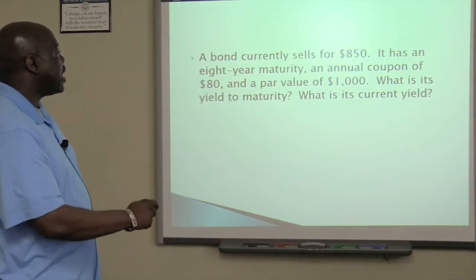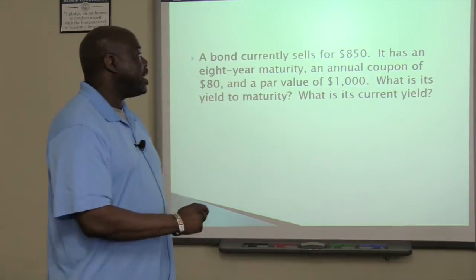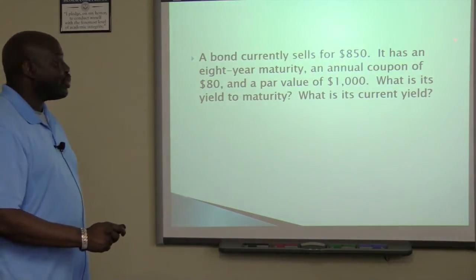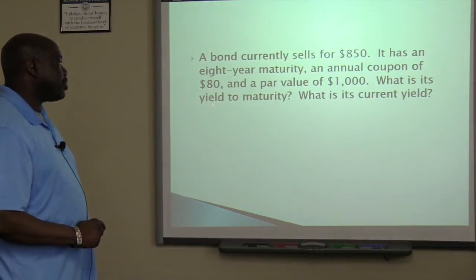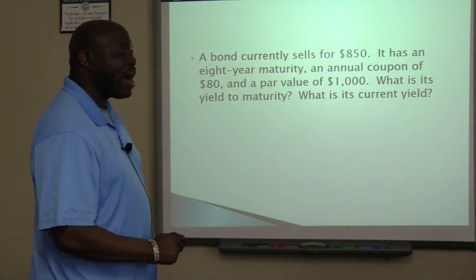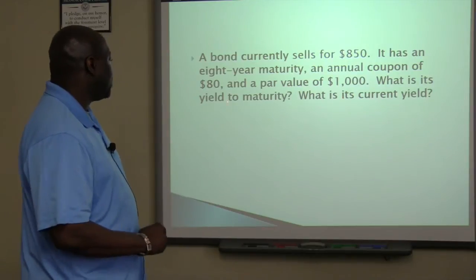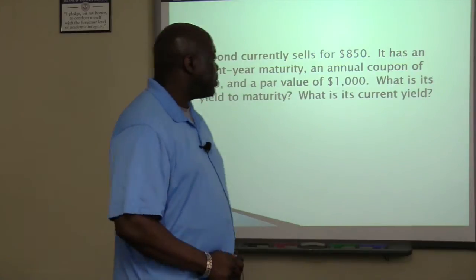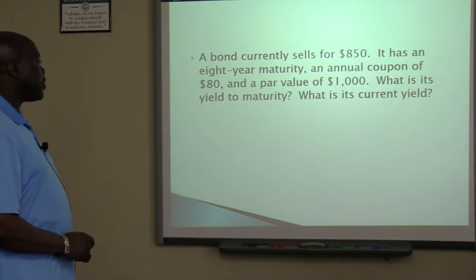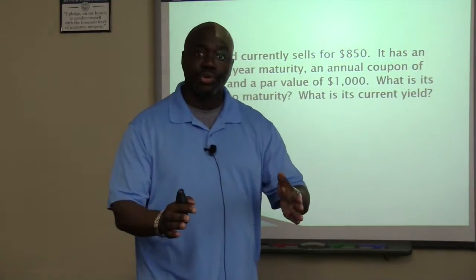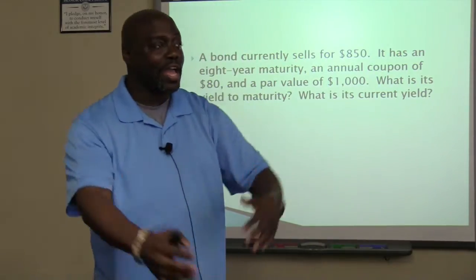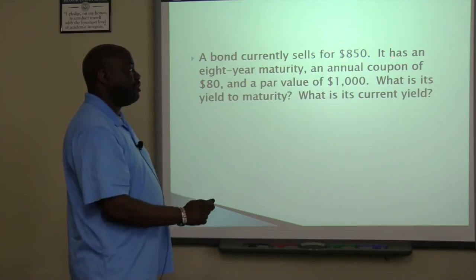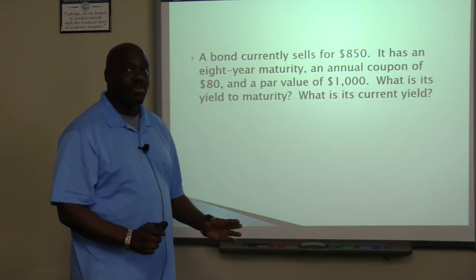A bond is currently selling for $850. It has an 8-year maturity, an annual coupon of $80, and a par value of $1,000. What is its yield to maturity? What is its current yield? This one is just a little bit different. It's asking us to solve for yield, I/Y. We already know the bond is currently selling for $850, so that's our present value.